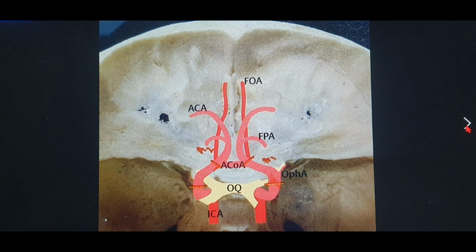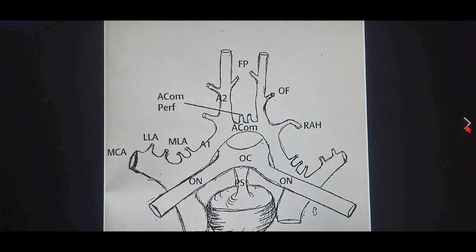Before that, we can also have access to the third ventricle. That is a suprasellar approach to the third ventricle. Then we have the transclival and the transodontoid approaches.